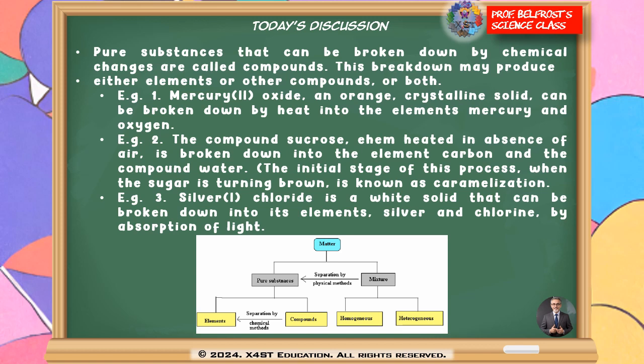The third example is silver chloride. It's a white solid that can be broken down into its elements silver and chlorine by absorption of light.